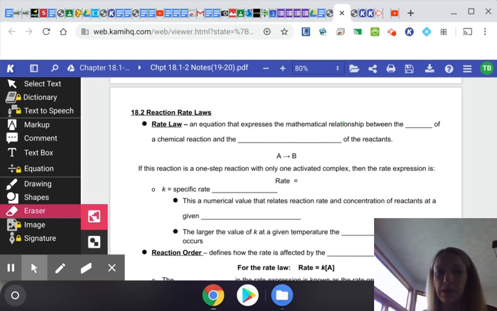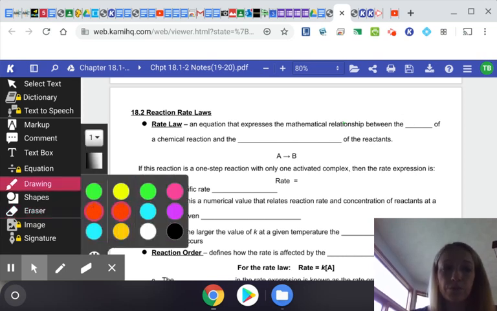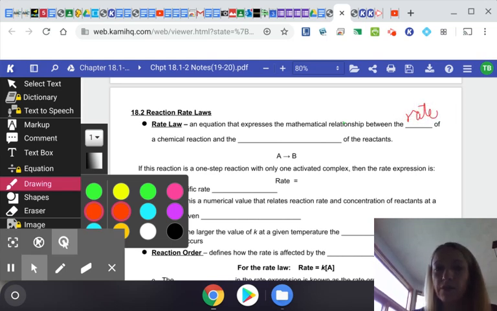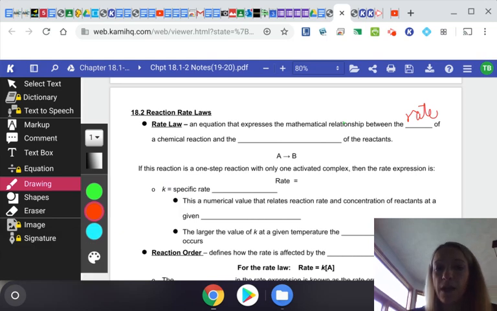A rate law is an equation that expresses the mathematical relationship between the rate of a chemical reaction and the concentration of the reactants.